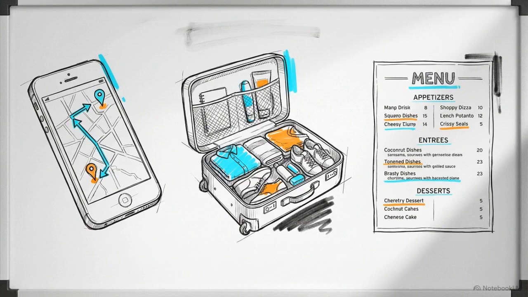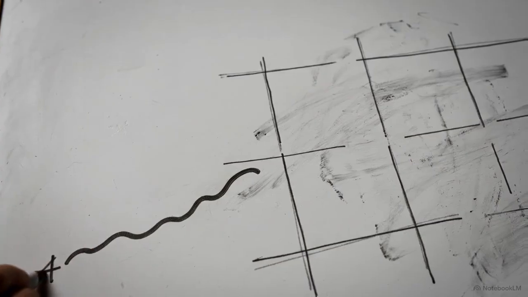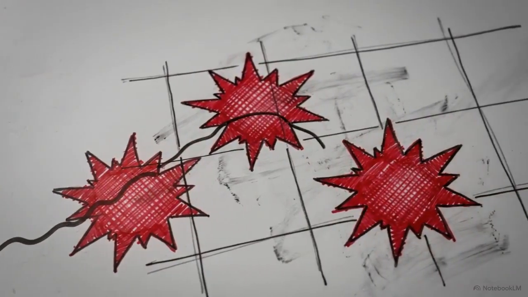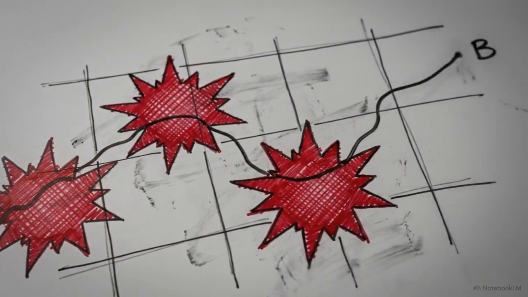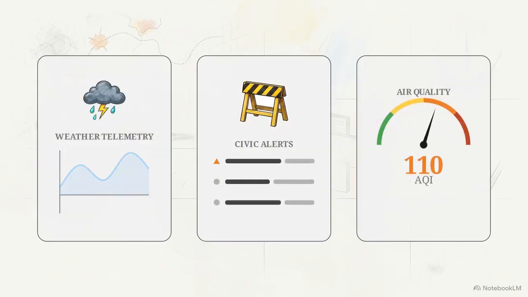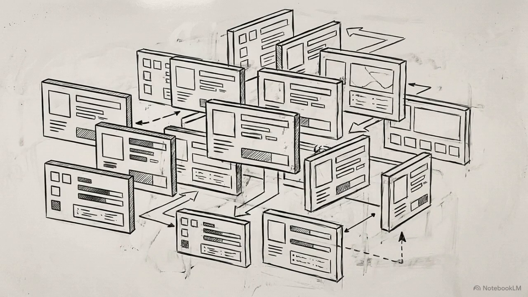People choose a route, book a weekend trip, or select a restaurant based on convenience. They map a simple path from point A to point B, completely unaware that their trajectory intersects with active hazard zones. The required telemetry exists. Severe weather advisories, civic disruption alerts, and air quality indices are publicly available. However, these signals are isolated across fragmented municipal dashboards.